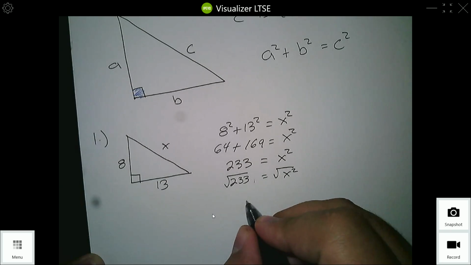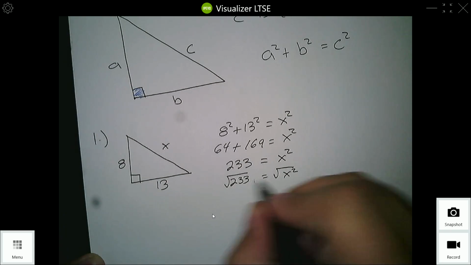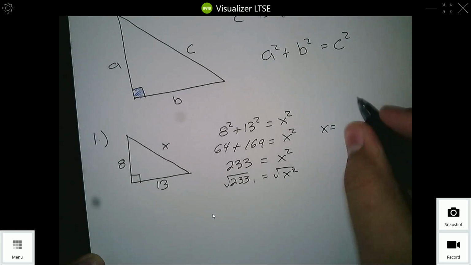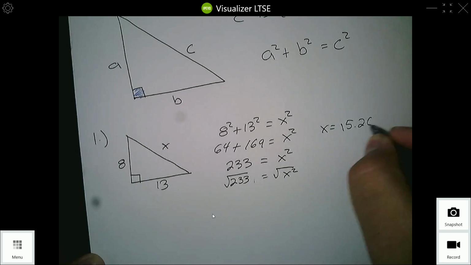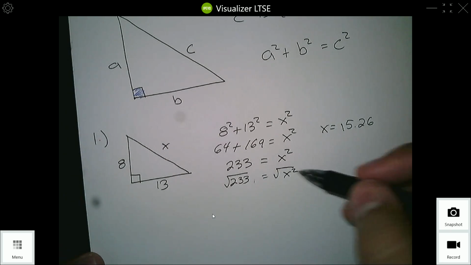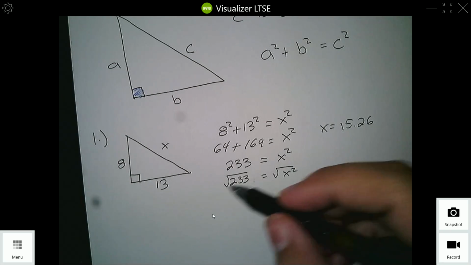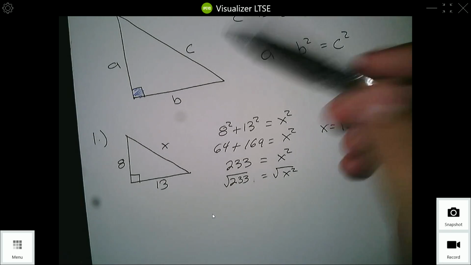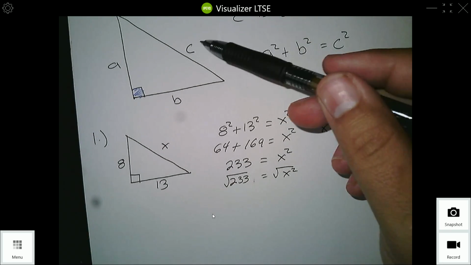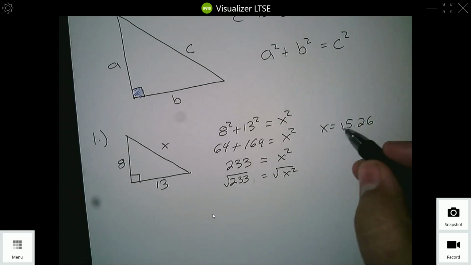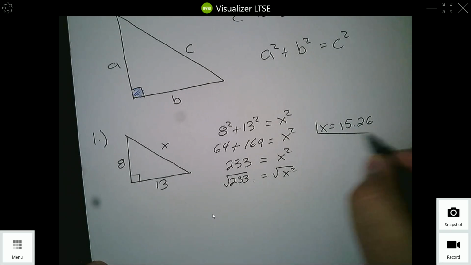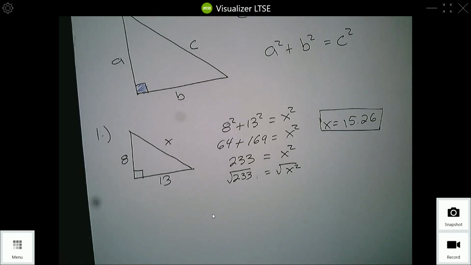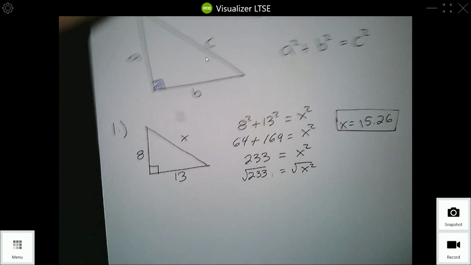After you plug the square root in the calculator, x is equal to 15.26. Now, typically when you take the square root of x squared on both sides, you do get two values, plus or minus. But we already established that the hypotenuse has to be positive, so there's no way we can have a negative value for this. That's why we say x is equal to 15.26. That's just as simple as it goes. Let's look at another example.